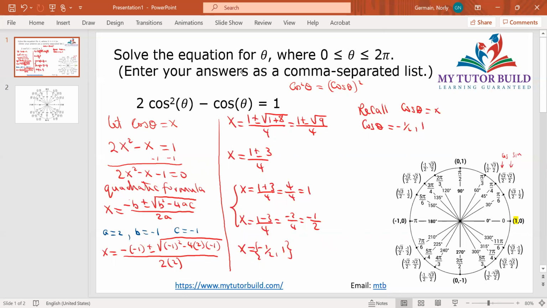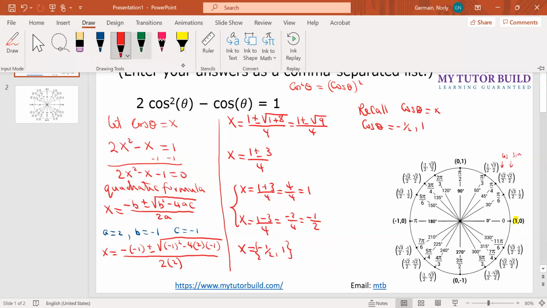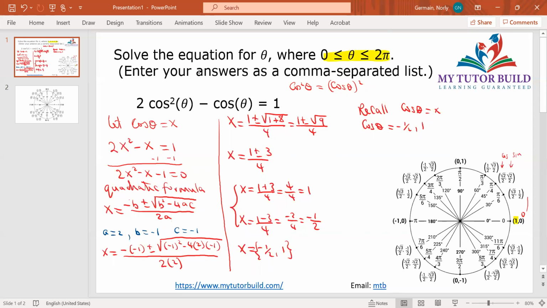Because we need to solve the equation for theta between 0 and 2 pi, remember one revolution, the whole circle, is 2 pi. That means when you start at 0 here, going counterclockwise, you come back at 2 pi. So theta would be equal to 0 and 2 pi. Now that's for when it's equal to 1.